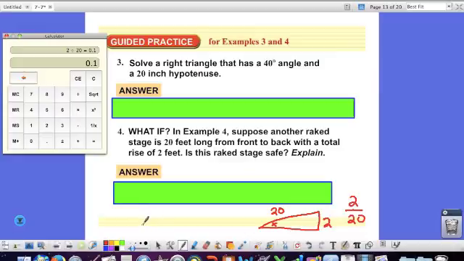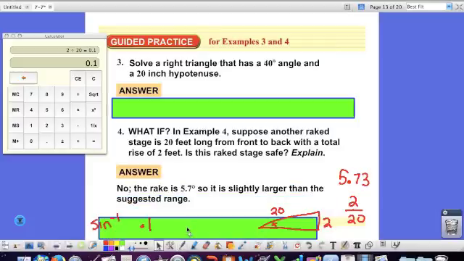So that's 0.1, and that's sine. So the inverse sine, using my scientific calculator, 0.1 sine -1 is 5.73. So this is not safe because it is a greater incline than 5 degrees. Yay! I feel so smart. I hope you do too. Hope you are really enjoying the lesson.